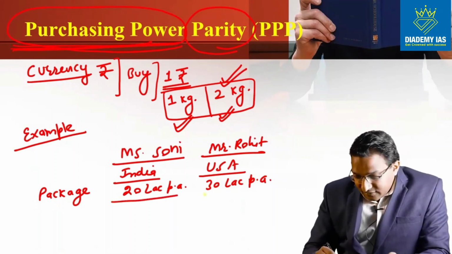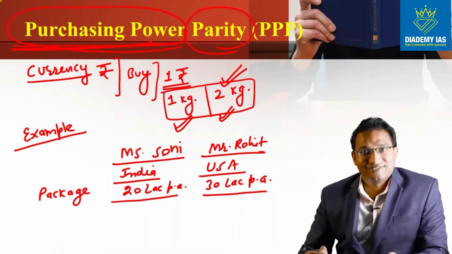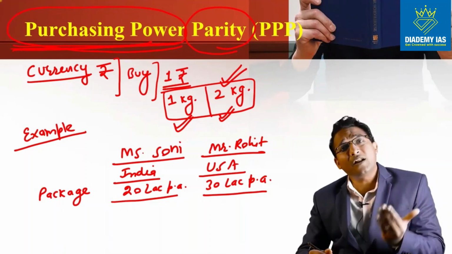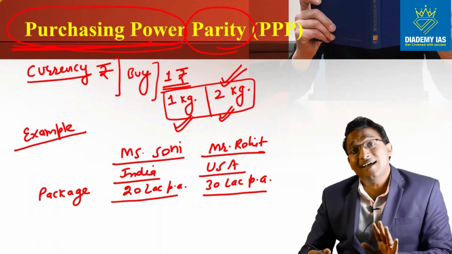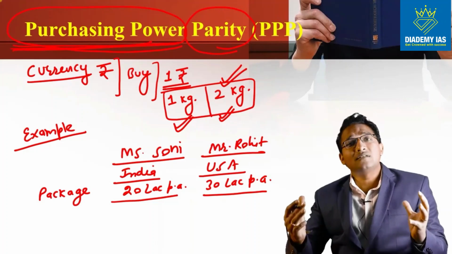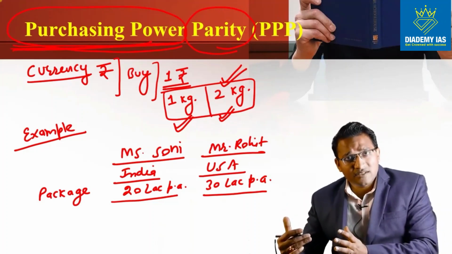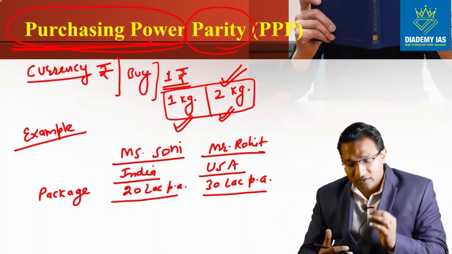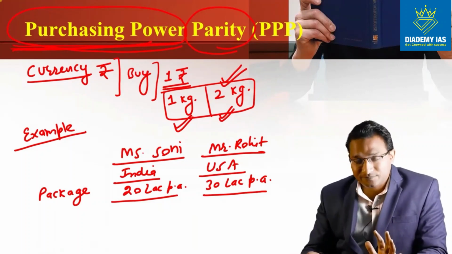Now apparently, if I ask you a question, who is better off, what is your answer? The answer is Mr. Rohit is better placed, because Mr. Rohit is getting 30 lakh rupees as the annual package, right? So this is the common inference, that the more the income of a person, the better should be the standard of living, right? Now let us see how they spend this 20 lakh rupees and 30 lakh rupees.